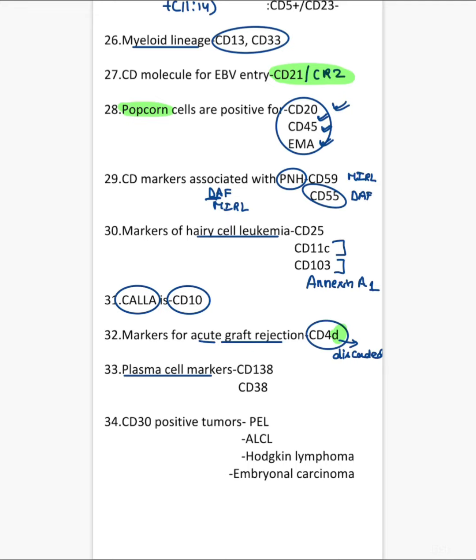Then plasma cell marker, guys, okay, so plasma cell where you see the cartwheel chromatin, eccentric nuclei, that is CD38, CD138 positive. Then CD30 positive tumor, if they ask you, one is the PEL, that is primary effusion lymphoma.